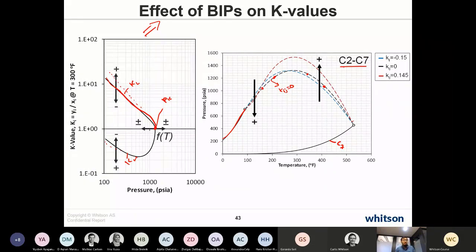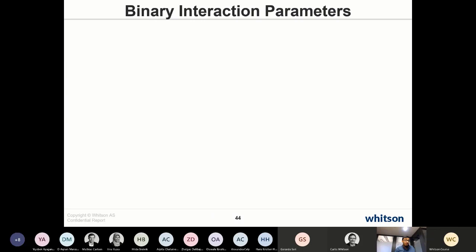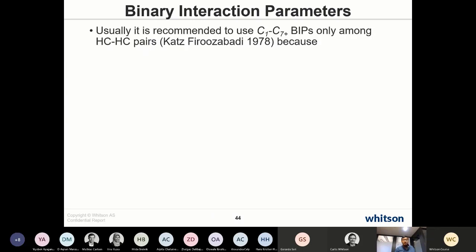But we know that this convergence pressure is affected a lot by small changes in the binary interaction parameter, and that's why binary interaction parameters are very effective in tuning the equation of state models, mainly by changing or affecting the K values at high pressures. But again, you have to be very careful when you're playing with these numbers, because very small changes in these numbers can have a huge impact on the K values, and you may get very non-physical behaviors that you should not expect.